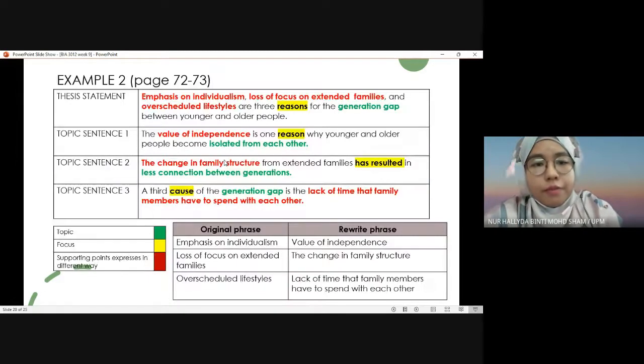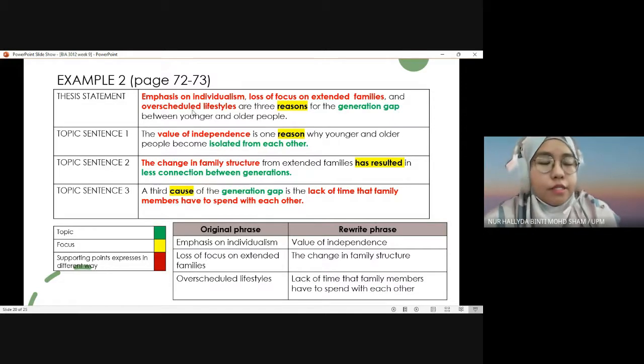Let's look at another example. This one is a different topic. The thesis statement is: emphasis on individualism, loss of focus on extended families, and overshadowed lifestyles are three reasons for the generation gap between younger and older people. Here, the part in red represents the overview of the three supporting points. We have the focus, reasons, and then we have the topic, which is generation gap.